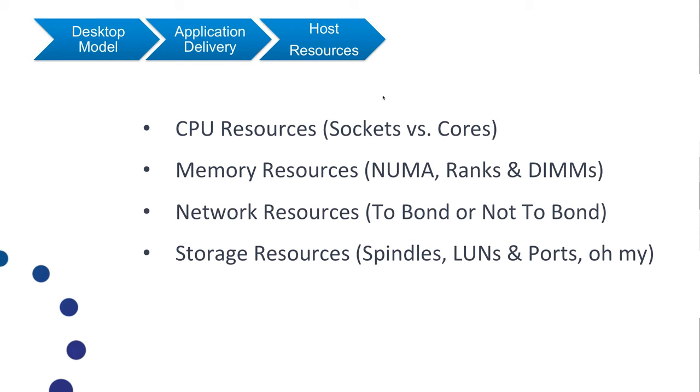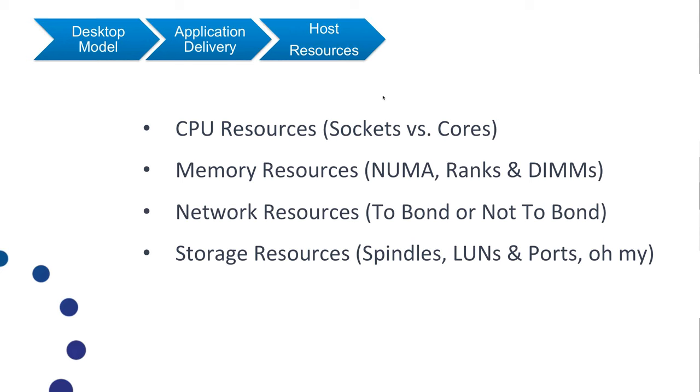You think you've got a server that's running at 1333, only to find out it's running at 1066 because not all the channels are populated and they can't run at full speed. Network resources, to bond or not to bond. We're going to talk a little bit more about that in the next slide, but the teaser here is it's all about bandwidth, and it's also all about redundancy and failover and the ability to ensure that if you have some form of disruption in your network, which happens, even in the best of networks, things fail, we minimize the impact, if you will, to the environment.